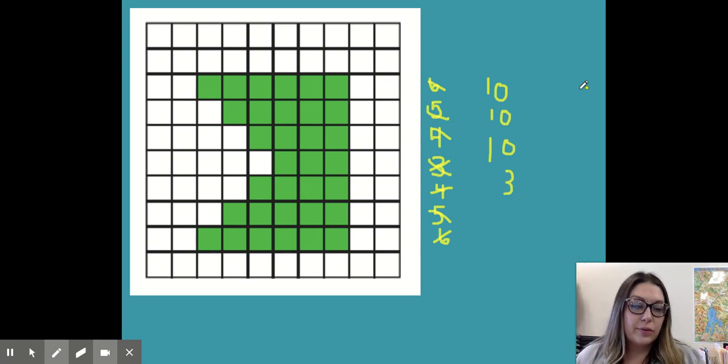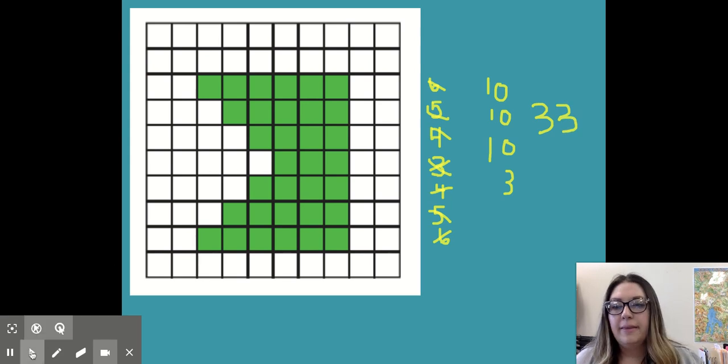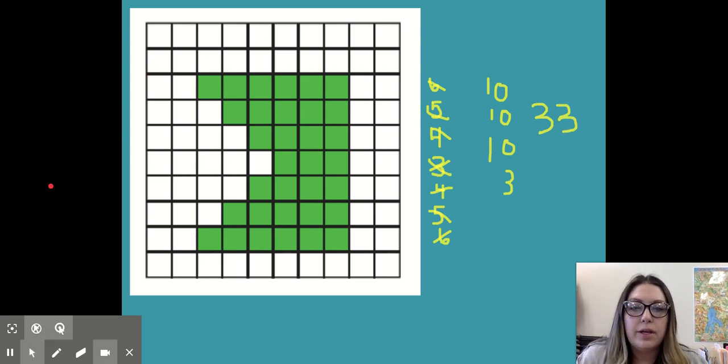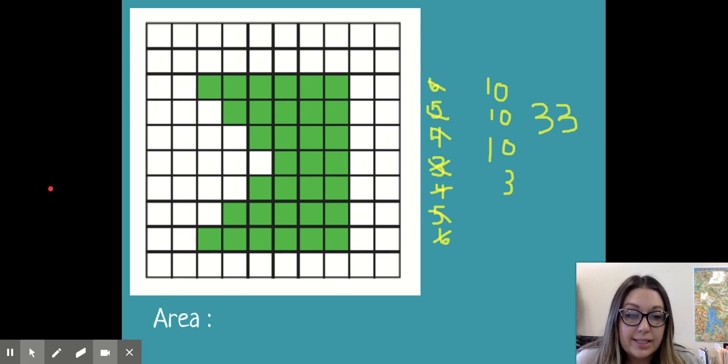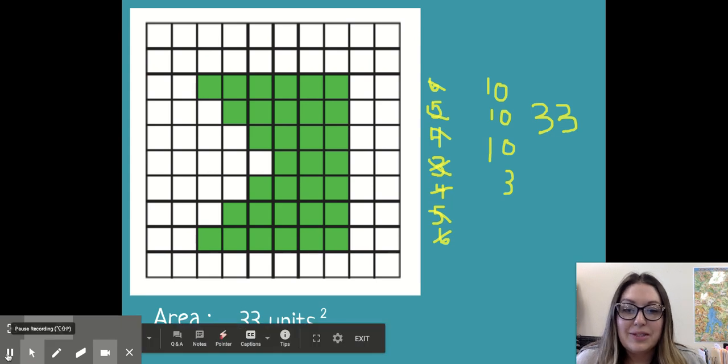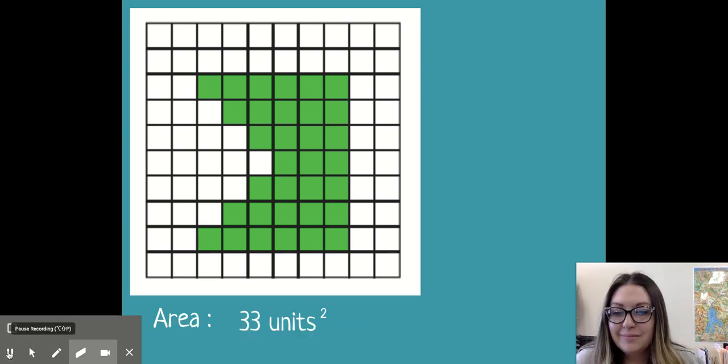I know right away 3 tens is 30. I'm going to put a 3 in my tens place here. 30 plus 3 is 33. Simple as that. And I'm going to include my label here. The area of this figure is 33 units squared. All right, let me take a second and I'm going to clear off my work for our last.